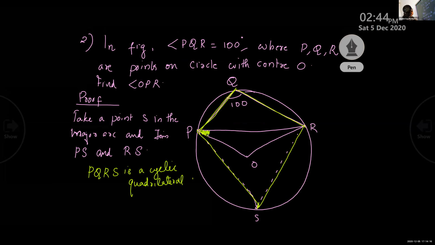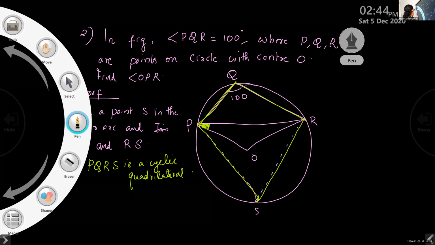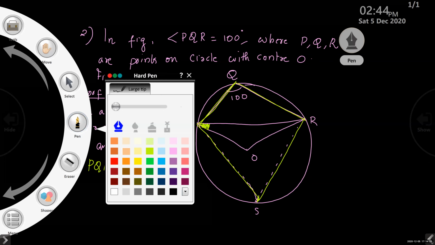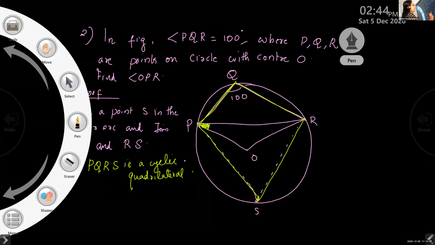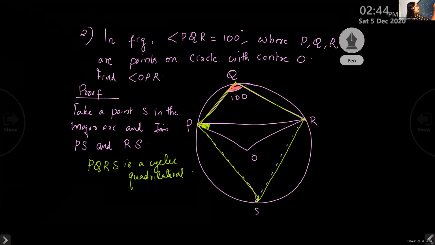Now look here. We have to do a lot of things in this. See, children, this is 100 degree, right? Since it is a cyclic quadrilateral, what about this angle S? Angle PSR equal to 80, because it is a cyclic quadrilateral. Therefore, angle PSR equal to 80.